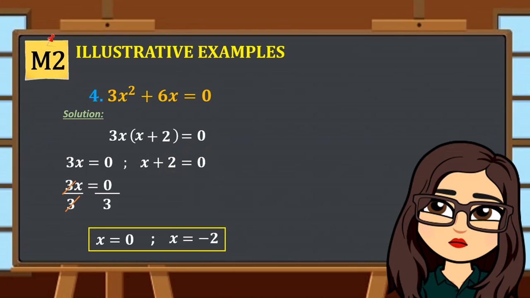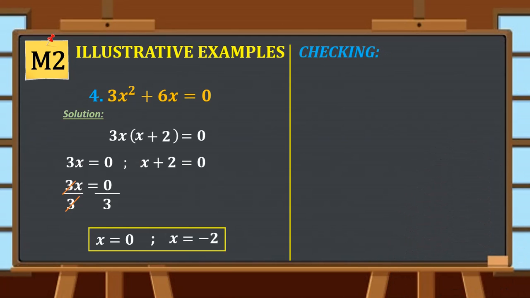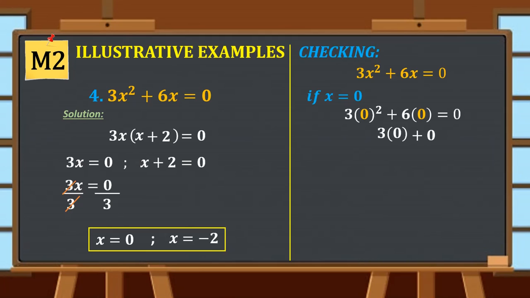Let us now check if the obtained values are correct. So the original equation is 3x squared plus 6x equals 0. The first obtained value is 0. So substitute 3 times 0 squared plus 6 times 0 equals 0. 0 squared is 0. So we have 3 times 0. 6 times 0 is 0. Then copy equals 0. 3 times 0 is 0. Then plus 0 equals 0. And 0 plus 0 is 0. And 0 is equal to 0. So this is correct.